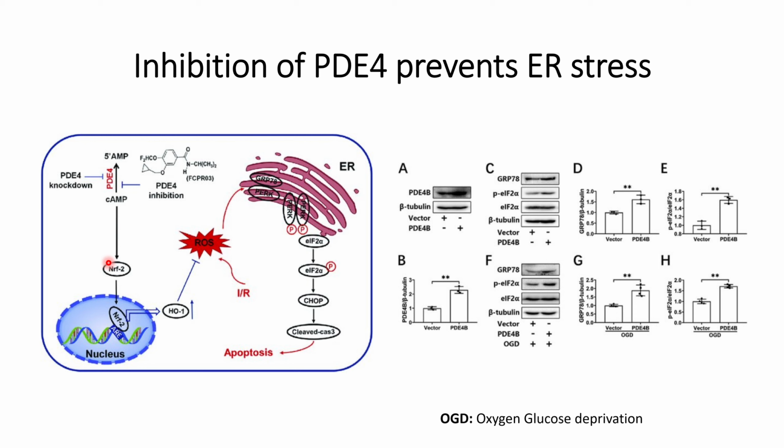So let us first understand the relationship between PDE4 and ER stress. PDE4 will interact with cAMP, and cAMP will interact with NRF2 and prevent it from going inside the nucleus. When NRF2 does not go inside the nucleus, there will not be enough HO1, or hemooxygenase 1, production.